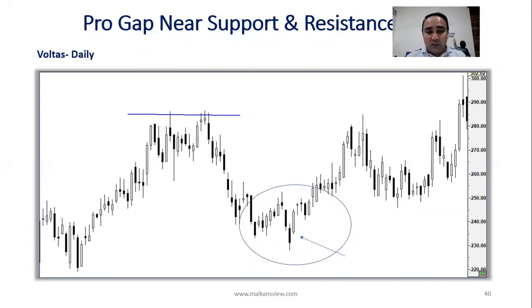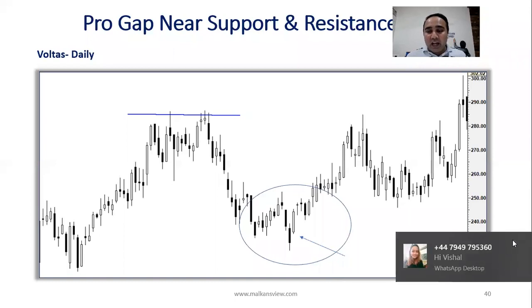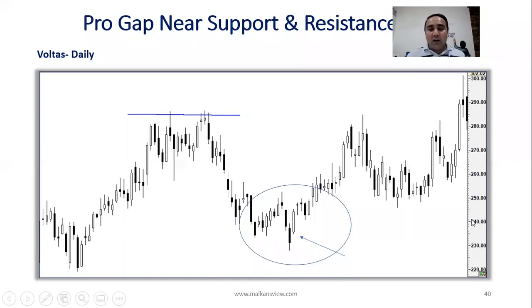That means there is action by the professionals and the retailers are trapped. And that's where this is very, very high. All right, so this is the pro gap where I want to take action. Now, first, if I see a pro gap, what will I do? If I see a pro gap on the upside, then I'm going to cover my short if I'm short.